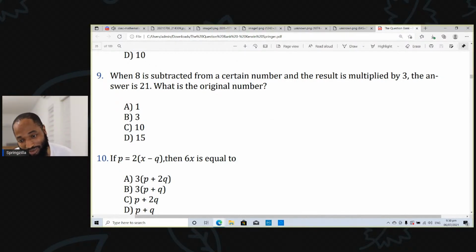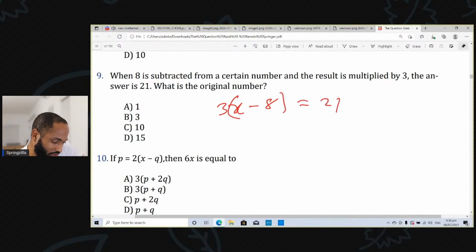When 8 is subtracted from a certain number and the result is multiplied by 3, the answer is 21. What is the original number? If you knew how hard it is to think right now, I could teach maths really tired, but when it has words like this, my brain just reads past the first thing.